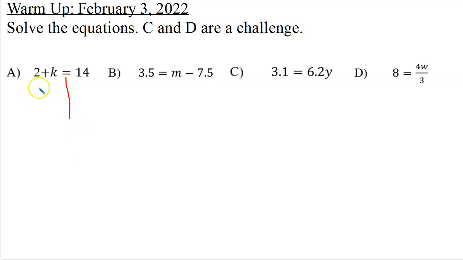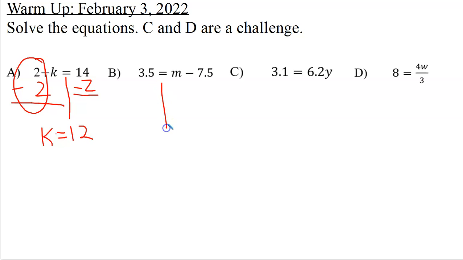I'm going to look at the side with the variable, and I want to get the variable by itself. I'm going to subtract 2 from both sides. I end up with a 0 pair that cancels out. I get k equals 12. I'm not going to check my solution. I'm just practicing solving right now.